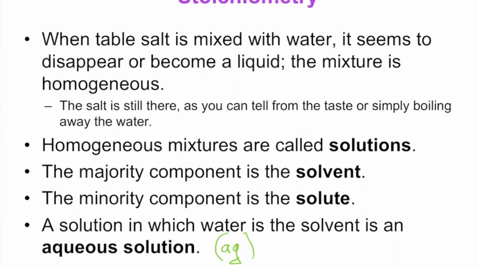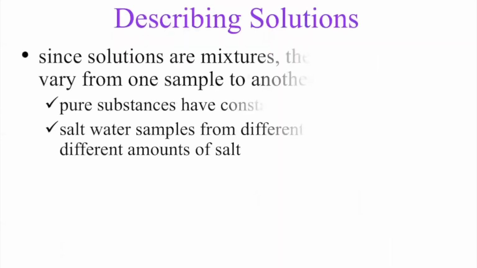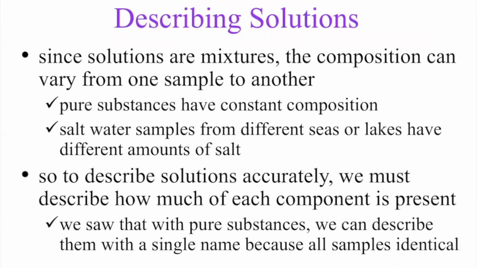So as I mentioned, we're going to be describing the solutions, and in order to compare them, we're going to have to use different terms. For example, when you have more solute than solvent, we say that it is concentrated. So we're going to be looking at the kind of composition that this has. For example, salt water samples from different seas or lakes have different amounts of salt, different amounts of solutes, which means one water may be more concentrated than the other.